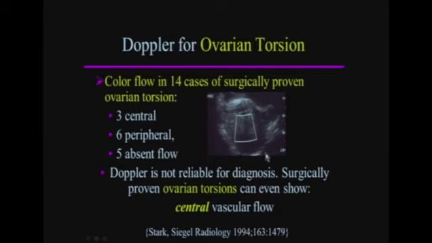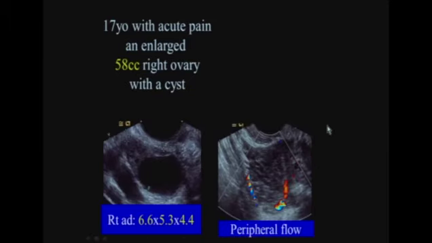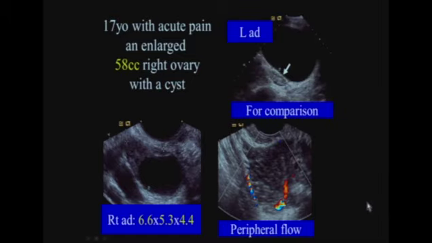This is an example of a torsed ovary with no flow centrally. This is an example of a 17-year-old with acute pain, an enlarged 58 cc right ovary with a cyst. When color flow is placed on the ovarian tissue, one could see it only peripherally. At the same time, we were fortunate because morphologically we could tell this was an abnormal ovary, because the right ovary looked like this and the left ovary was completely normal. It was a major difference, at least 3 to 4 times the volume of the left side was seen on the right side, the torsed side.